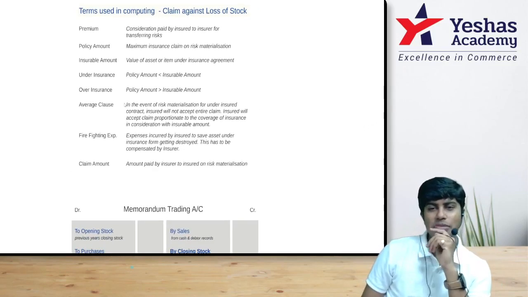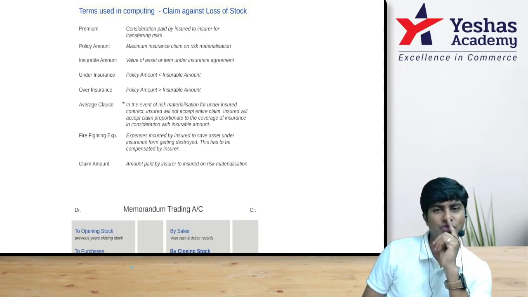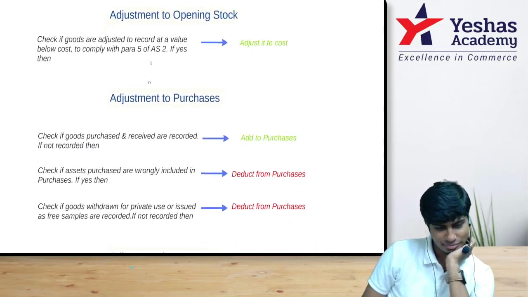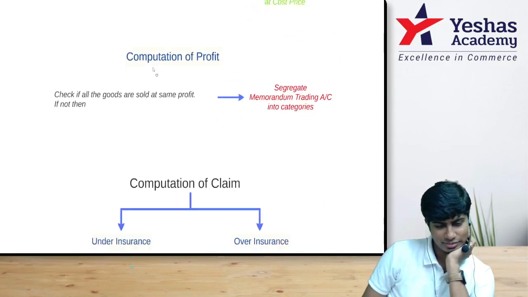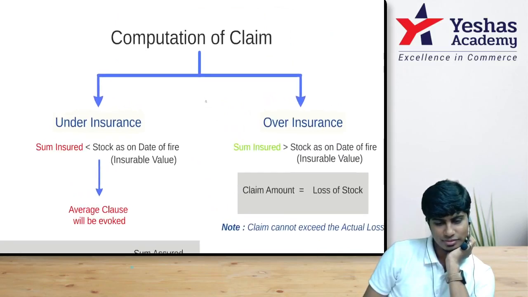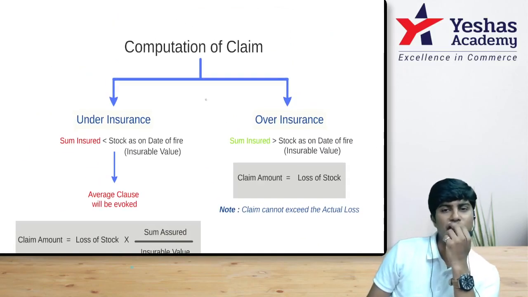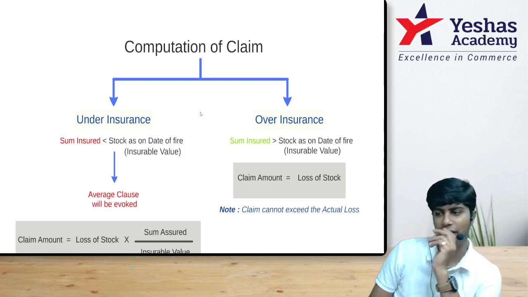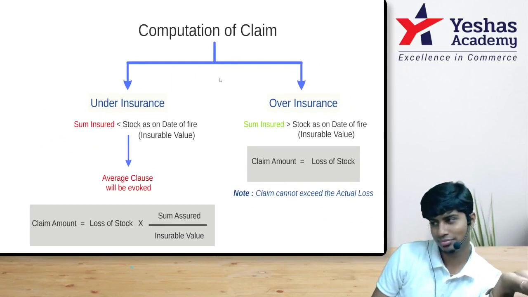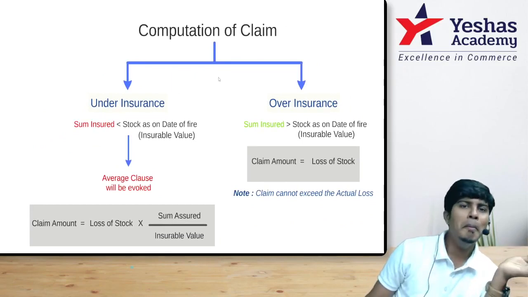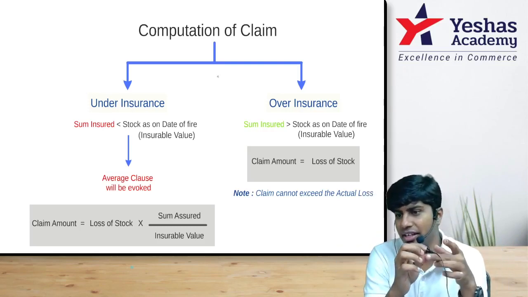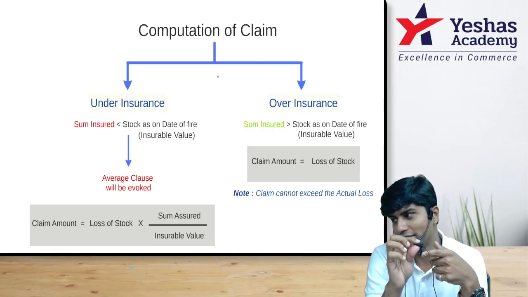If they're saying, what if we rob the goods and then bring them, keep them in the godown and it catches fire? And now copy computation of claim. Computation of claim. They will ask the details of the owner. We have to give the details.